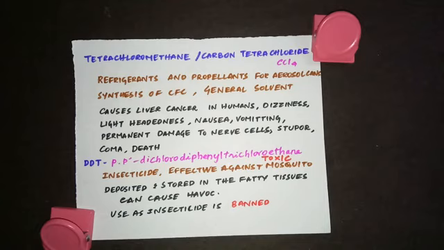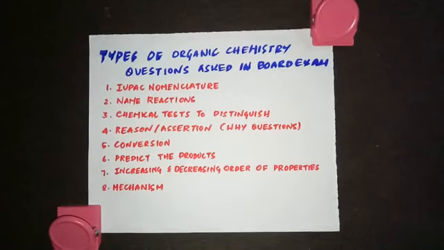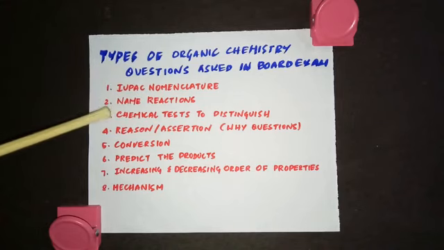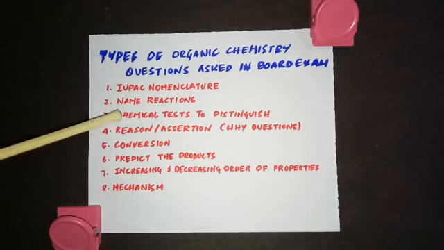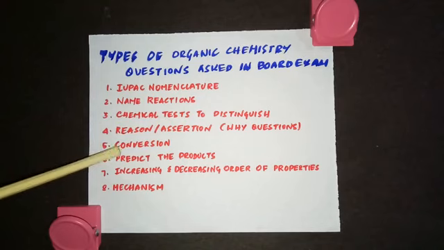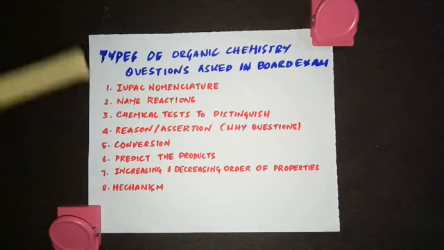Now before finishing off this video, I just want to discuss the type of organic chemistry questions that will be asked in board exam, and we'll have a quick analysis of this lesson based on that category of questions. Here I have listed a few commonly asked question types in board exams in organic chemistry. See, there will be a question based on IUPAC nomenclature, one based on name reactions, and a chemical test to distinguish between pairs of compounds, and reason assertion questions, which is why questions, and then conversion, how will you convert this compound into the other compound.